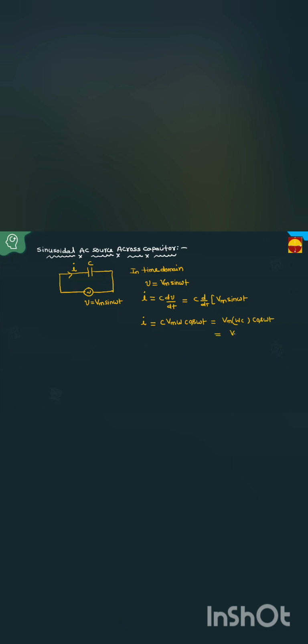Shall I write like this? Vm by Xc into cos omega t. We know Xc equals 1 by omega C, then omega C equals 1 by Xc. This formula is for capacitive reactance. Then I equals Im cos omega t.